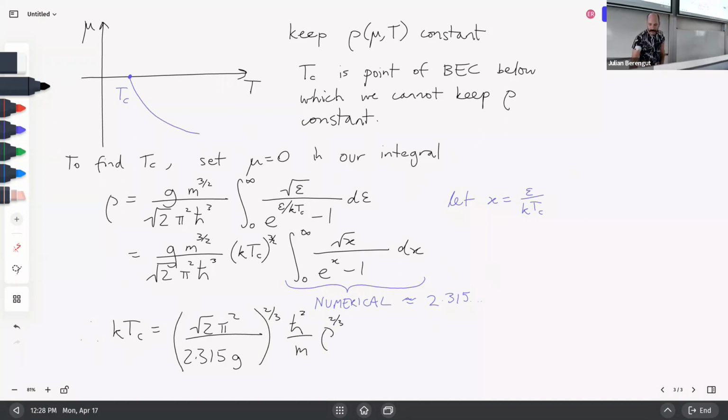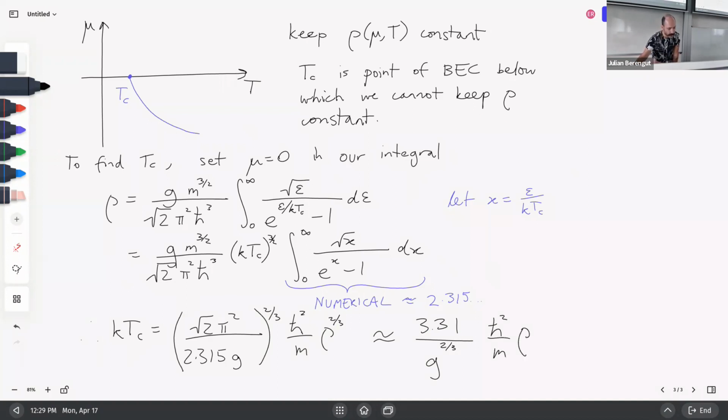And what's all that? That's approximately equal to, turns out, 3.31. Just numbers. g to the power of 2/3. And then h bar squared over m. And density to the power of 2/3.